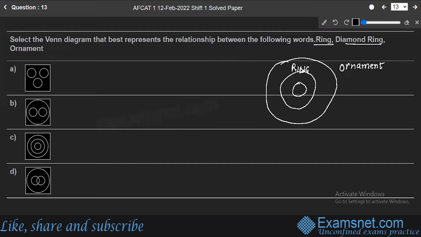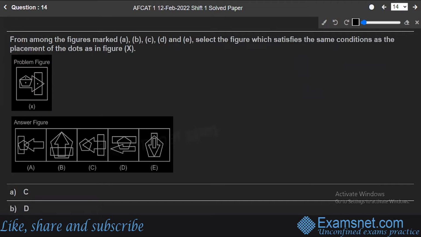And this one is a diamond ring, correct? So I can see, let's see, option C is exactly matching with this. This is the correct answer. Next, let's move to question number 14.